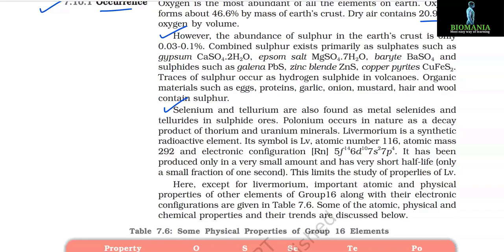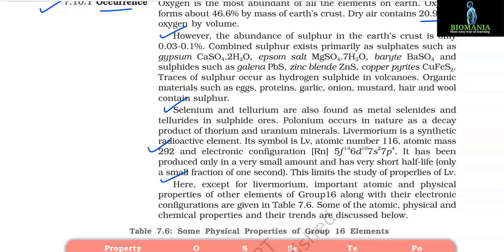Selenium and tellurium are also found as metal selenides and tellurides in sulfide ores. Polonium occurs in nature as a decay product of thorium and uranium minerals. Livermorium is a synthetic radioactive element. Its symbol is Lv, atomic number is 116, atomic mass is 292 and electronic configuration is [Rn] 5f14 6d10 7s2 7p4. It has been produced only in a very small amount and has a very short half-life, only a small fraction of 1 second. This limits the study of properties of Lv.